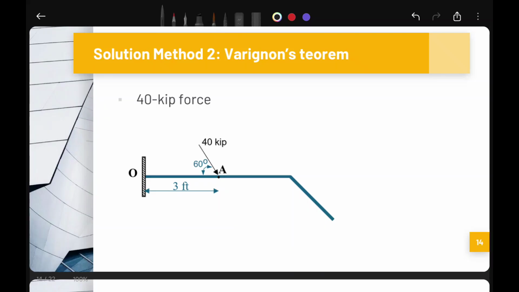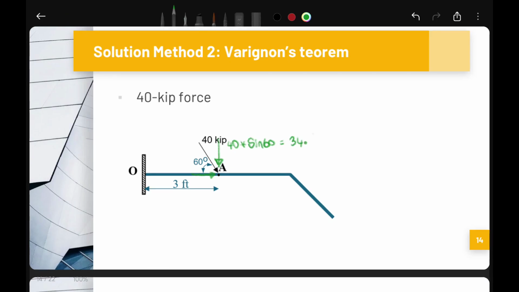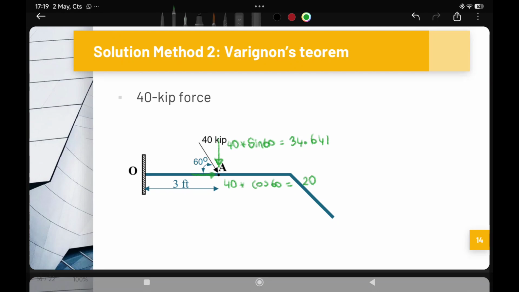Let's solve the same question with Varignon's theorem. In Varignon's theorem, we resolve forces into rectangular components. I want to start with our first force, the 40 kip force. We can easily resolve it into rectangular components. Y component is equal to 40 times sine 60. This is equal to 34.641. X component is equal to 40 times cosine 60. This is equal to 20 kip.